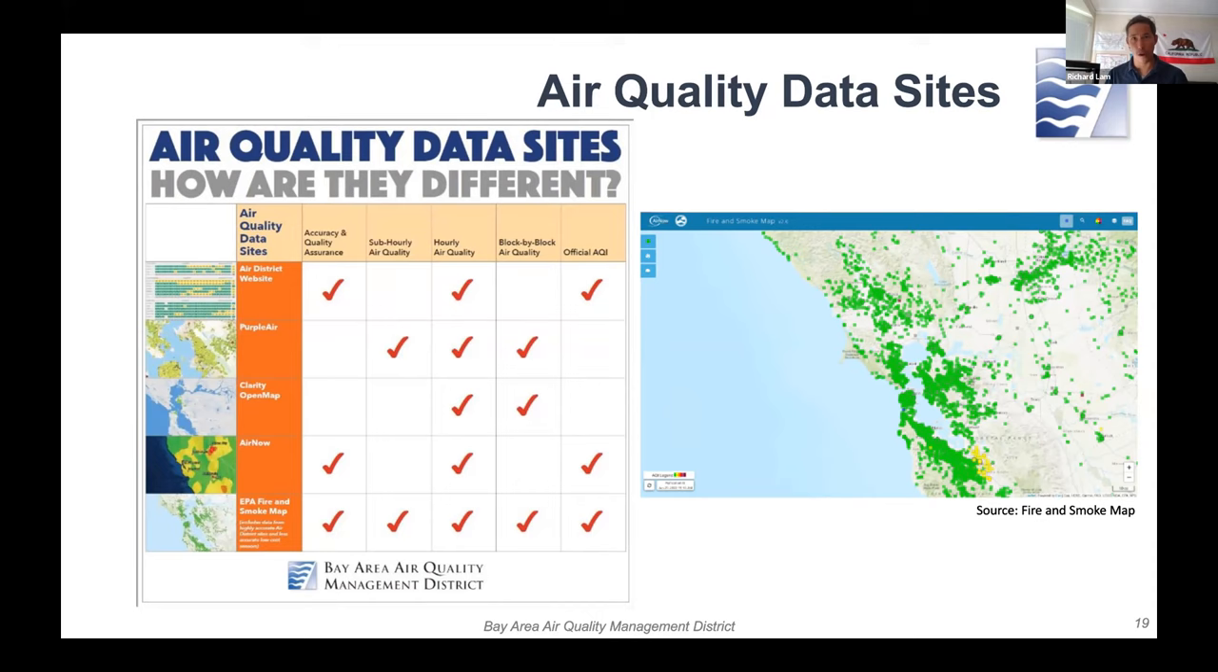So PurpleAir is definitely good information, but you cannot just trust it 100%. You have to use it combined with other information like the EPA sensors and our air quality forecast from the Bay Area Air District and other sources of information. Next slide.